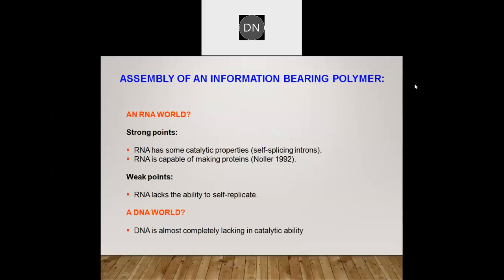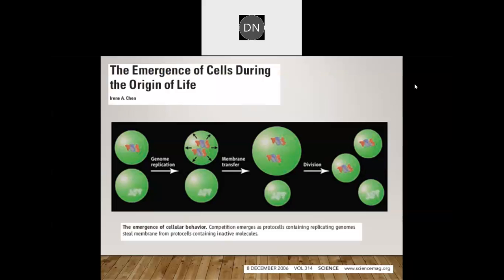And RNA world. The strong point is that RNA has some catalytic properties, that is, self-splicing introns. RNA is capable of making protein, and the weak point is that RNA lacks the ability to self-replicate. A DNA world: DNA is almost completely lacking in catalytic ability. Next slide.